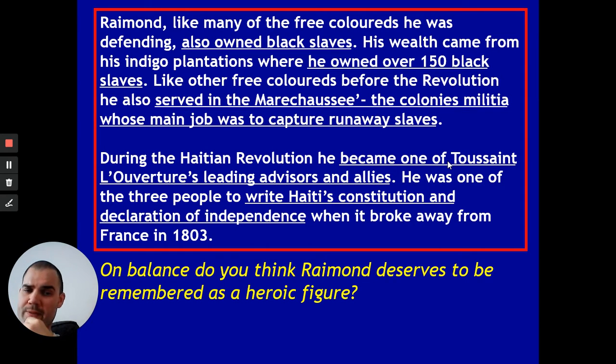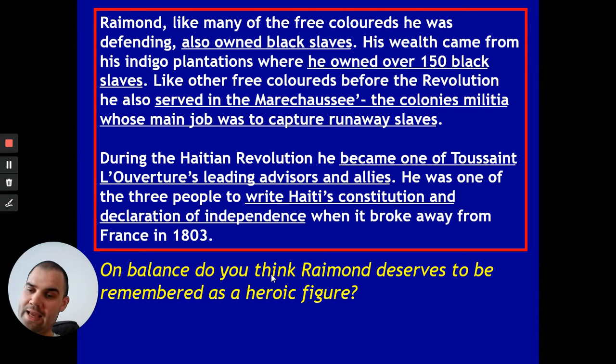During the Haitian Revolution, he became one of Toussaint Louverture's leading advisors and allies. He was one of the three people to write Haiti's constitution and Declaration of Independence when it broke away from France in 1803. Now, a question you're going to have to answer at the end of that worksheet is, on balance, do you think Raymond deserves to be remembered as a heroic figure?